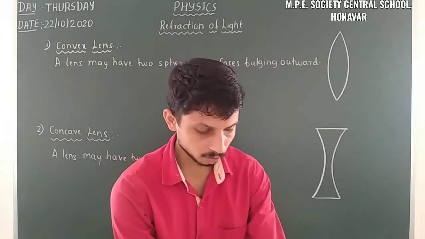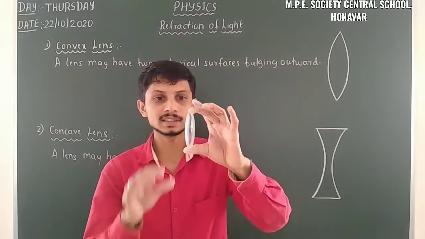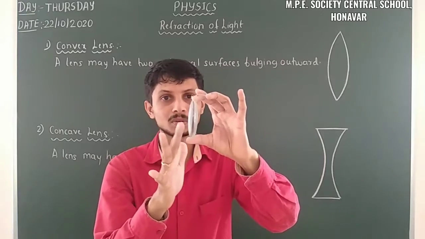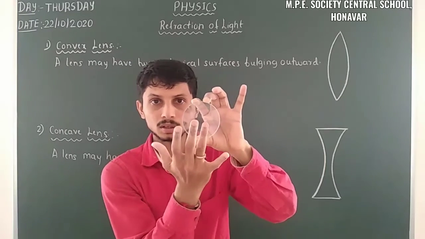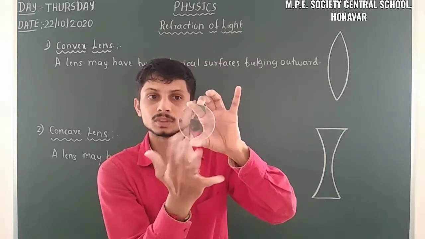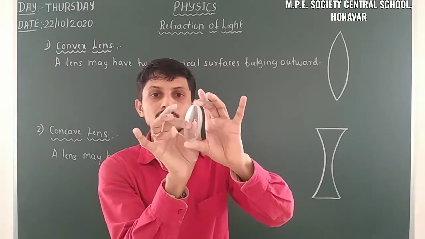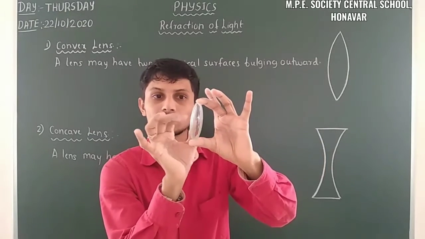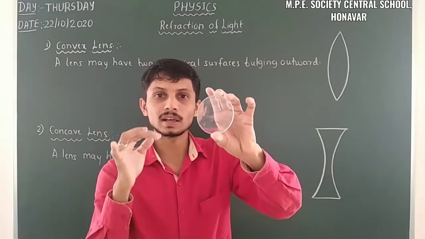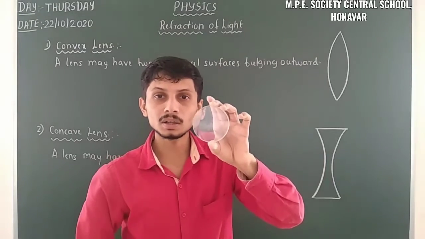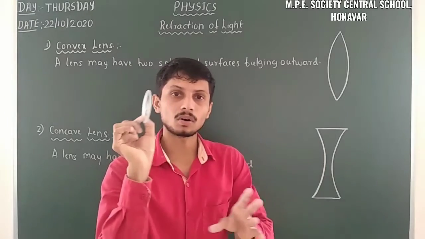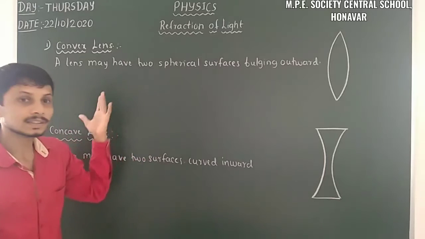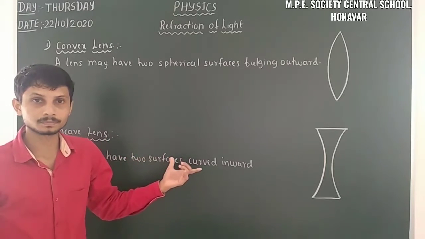Then let us take the concave lens here. In the middle part of this one, the surface is curved inward. So here it is very thin, and here it is the thick part. So likewise it is a concave lens. This is about the convex lens and concave lens and how they are formed.